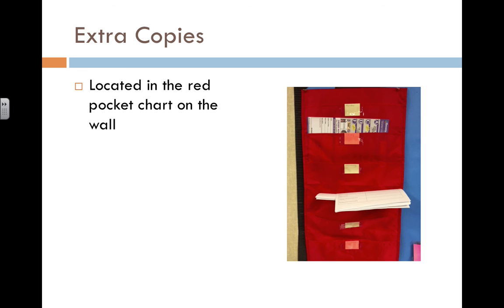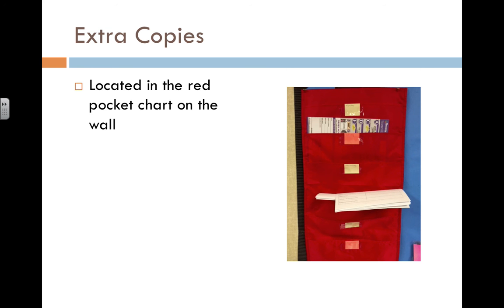Extra copies. I know how sometimes our backpacks will get crowded, or sometimes we might drop a paper somewhere. So there may be times when you need an extra copy of a handout that I've given you. If you need an extra copy, you should go to the red pocket chart on the wall and again look for the handout for those days of the week. If you don't see the handout in there, you can ask me.